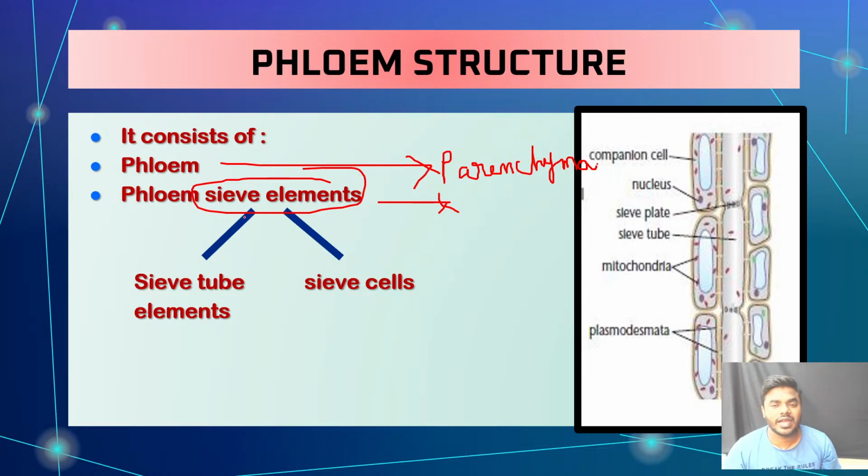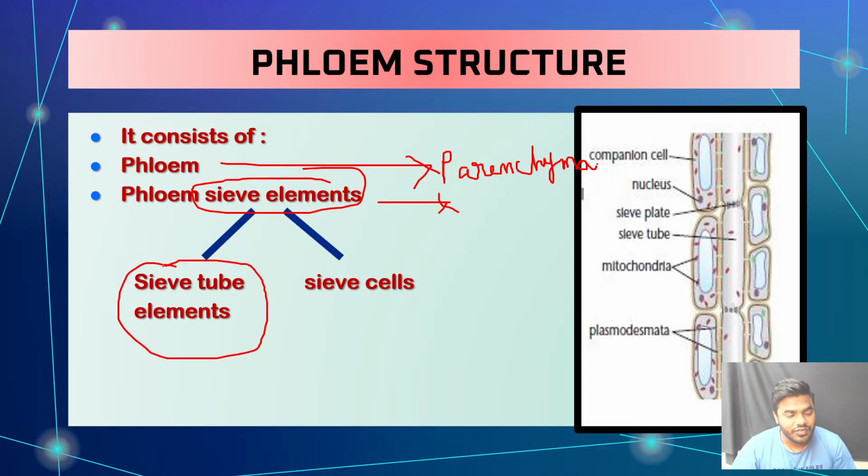I am not saying that questions always come from the translocation in the phloem. No, questions will come from xylem as well. But friends, most of the time they used to ask specifically from the translocation in the phloem, or in a given 4-marker question they will include the xylem transport and phloem transport, and they will raise the question. So that's why we have to know it very well. Phloem sieve elements, it contains sieve tube elements and it contains sieve cells.